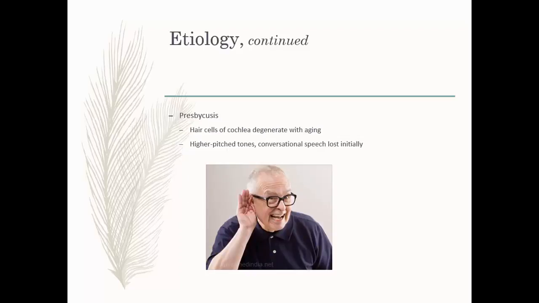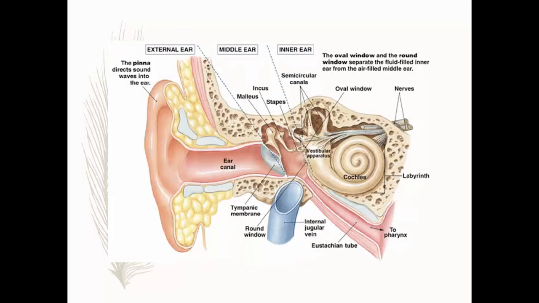All right, looking at presbycusis. Hair cells of the cochlea degenerate with aging. Hearing begins to decrease in early adulthood and will progress as long as they live. Higher pitched tones and conversational speech is lost initially.